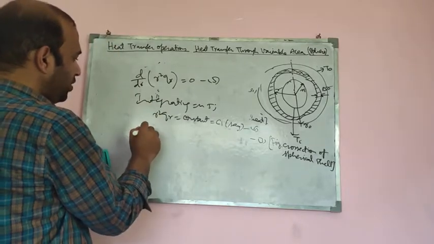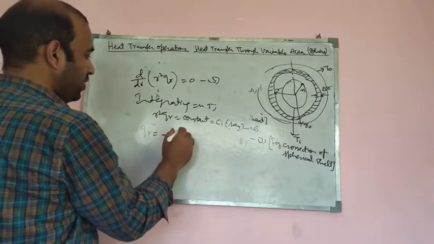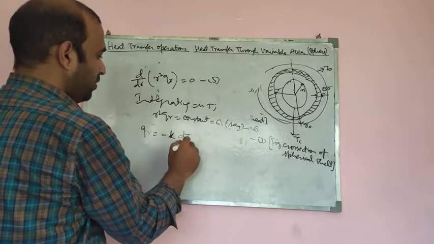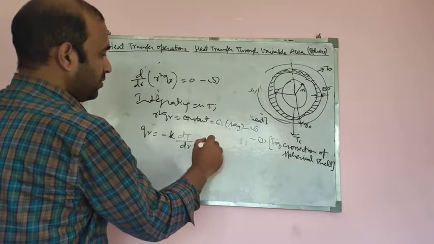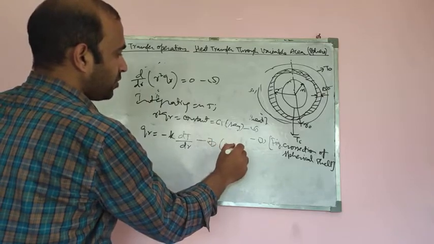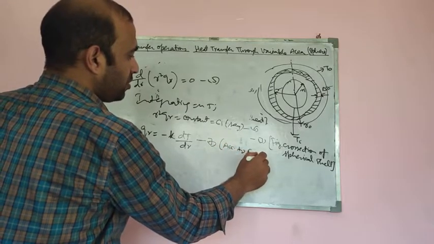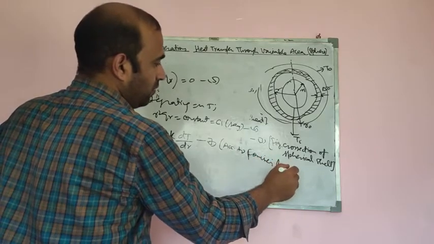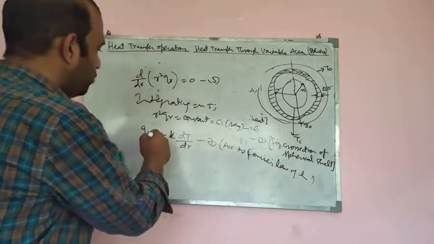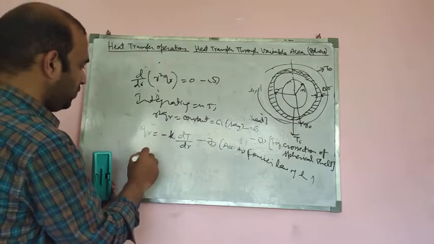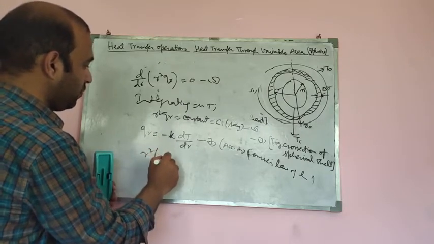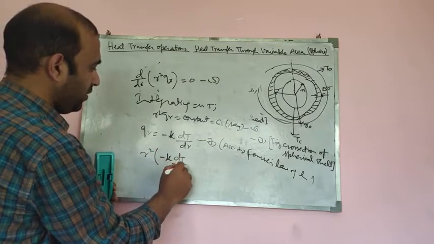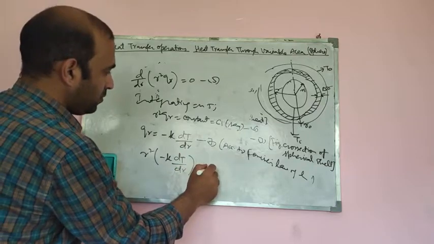Now we can take qr equal to minus k dT by dr. This is equation 7, according to Fourier's law of heat conduction, which we have already discussed earlier. So we can use this qr here. We can write r square times minus k dT by dr equal to c1.